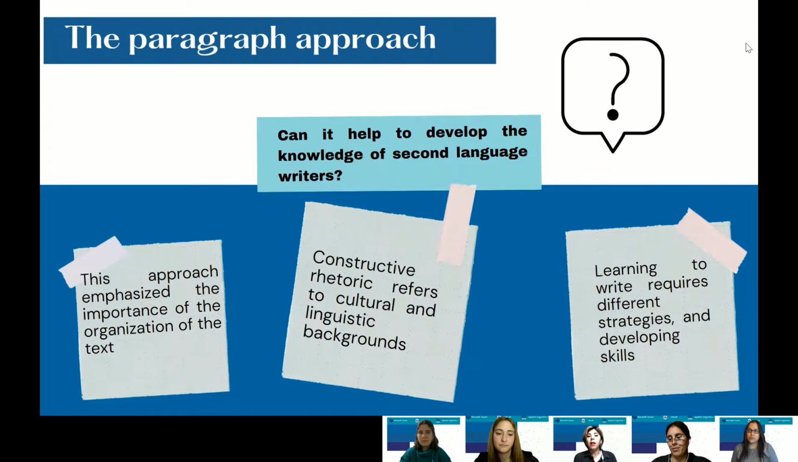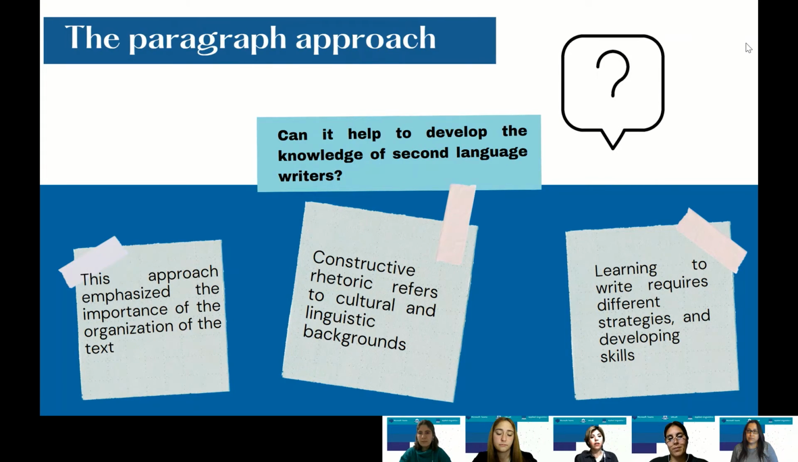The paragraph approach helped to develop the knowledge of second language writers, as well as the realization that writing is more than grammatical sentences. Also, this approach emphasized the importance of the organization of the text and sentences. Moreover, the notion of contrastive rhetoric refers to cultural and linguistic backgrounds that change from culture to culture.